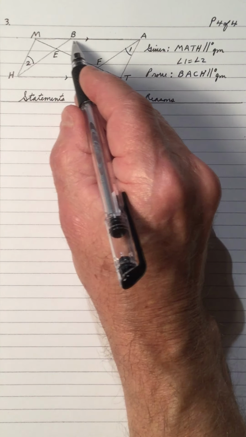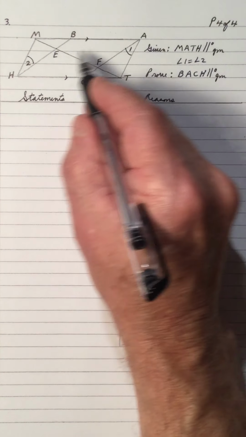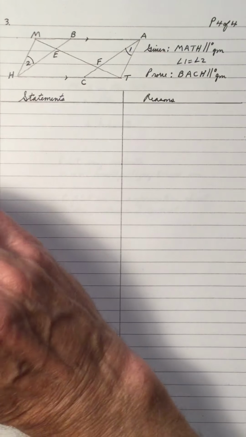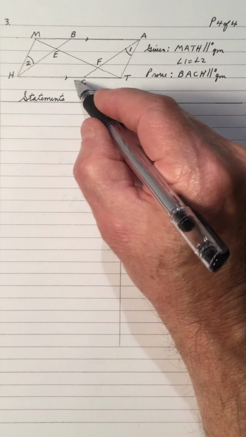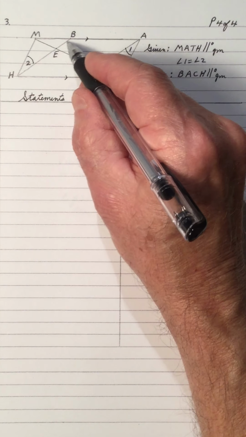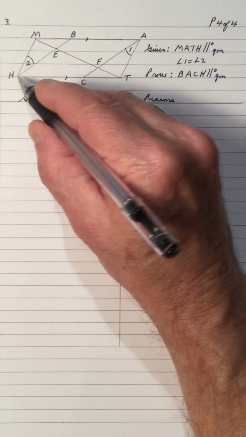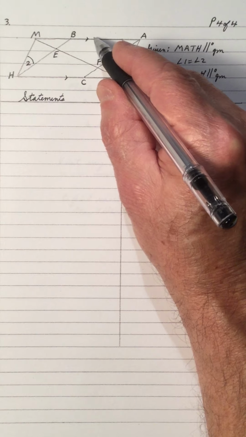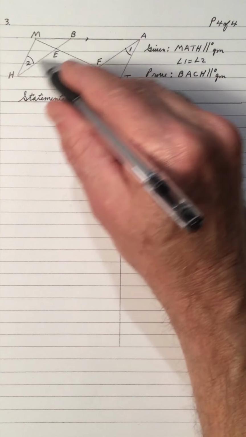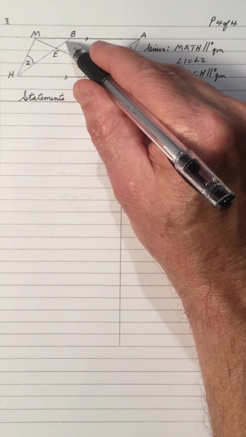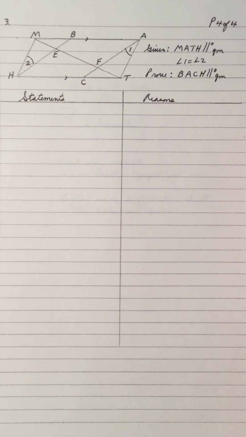That's a part of making BA parallel to HC. So I have these two parallel. If I can get these two parallel, then I'll have it. Or if I can get BA equals HC, then I'll have one pair of sides parallel and equal. Or if I can get BH parallel to CA, then I'll have two pairs of opposite sides parallel, given the parallelogram. So here we go.